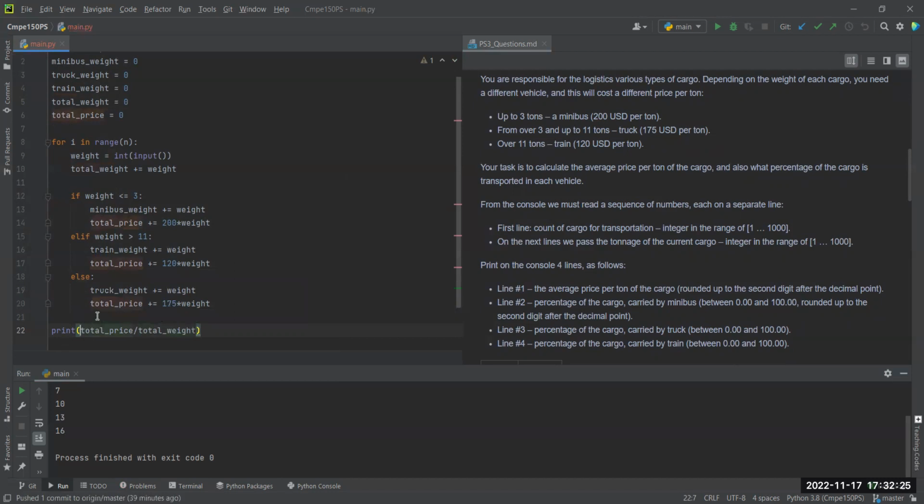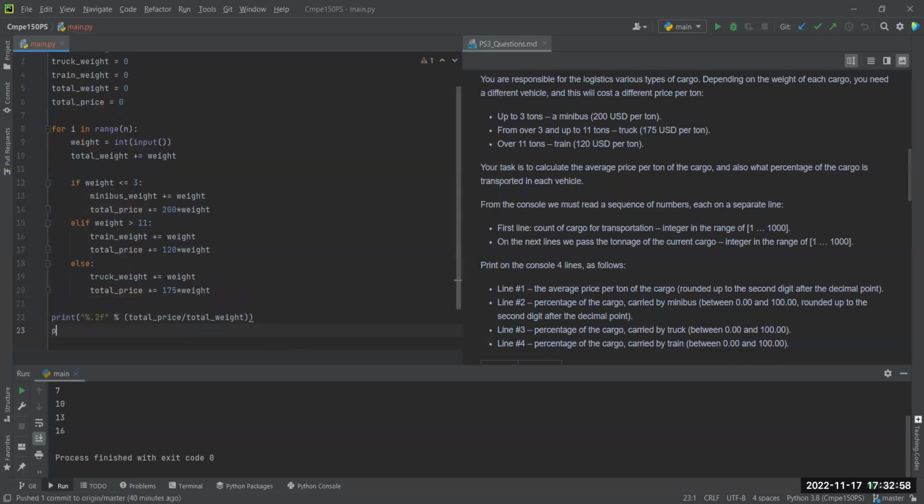And I want to take the maximum of second digits after each operation. So I am writing that. Yes. Okay. Parentheses here. So as you can see, total price divided by total weight will give a float to me, and I will take this float and I will round this up to the second digit after the decimal point. And then we want the percentage of cargo carried by the minibus.